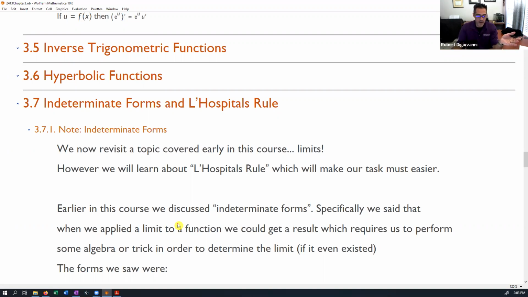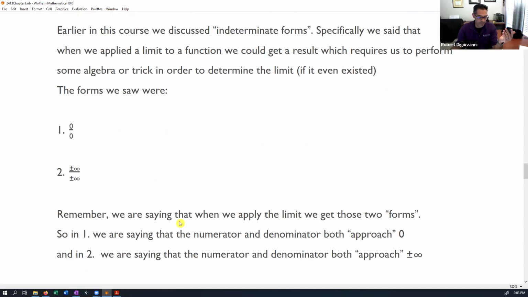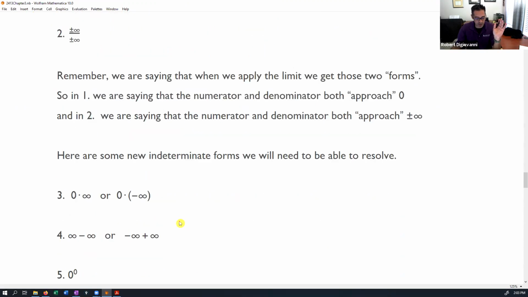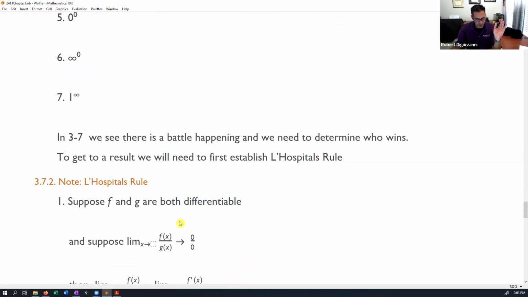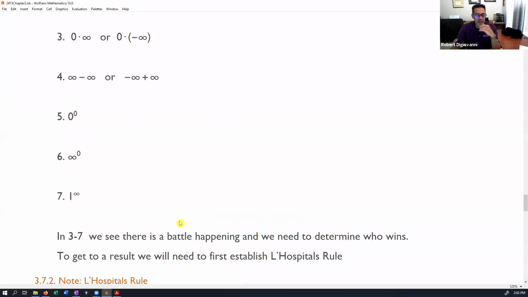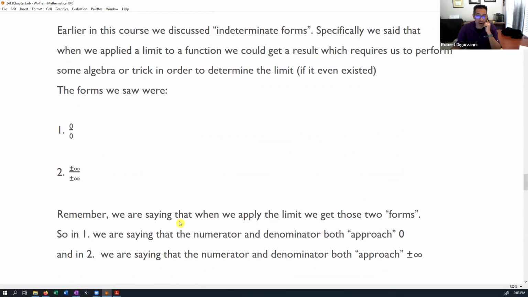Okay, L'Hopital's rule is a rule that allows us to calculate limits much easier than we were doing before. So here's how the rule works, and I'm not going to get too much into why it's true or anything like that. We're just going to do it.